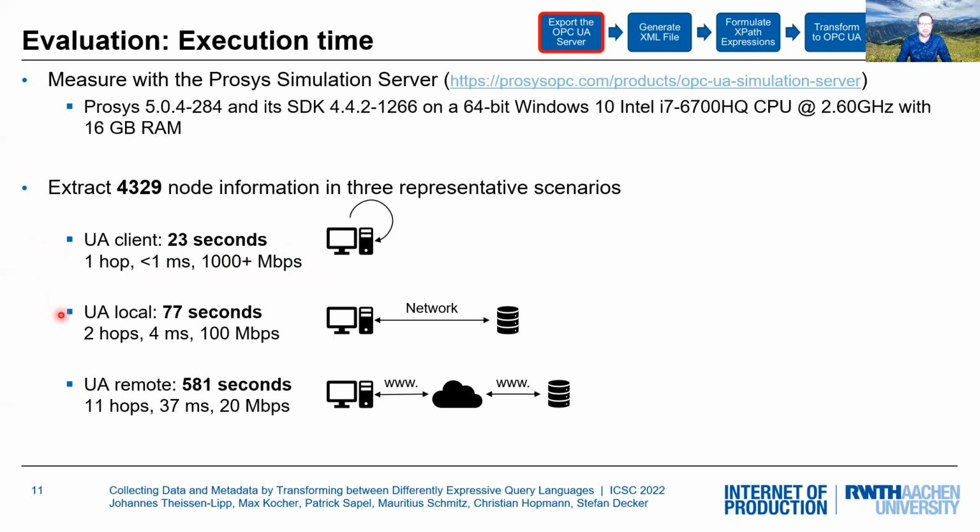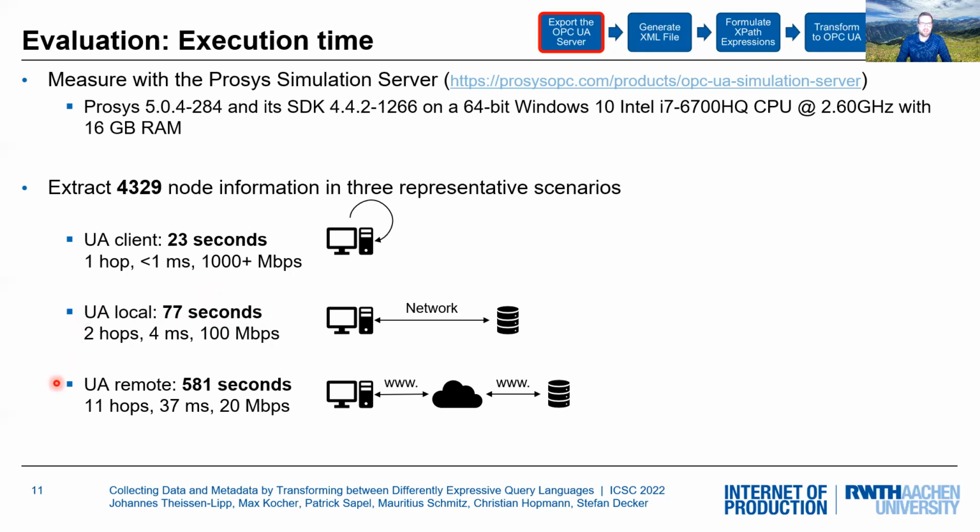We then have the second scenario, which we call UA local. That is basically in the local network setup. So we have one machine contacting a network router and then contacting the other machine. This is a common production network use case where people from their laptops contact machines within the production network. And here the complete extraction of all about 4,000 nodes takes about 77 seconds.